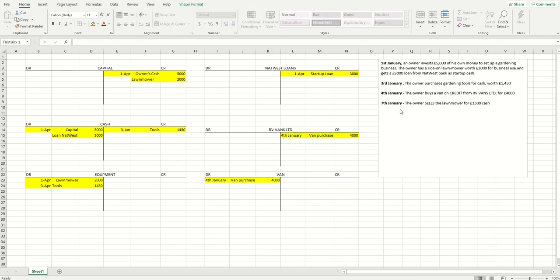And now on the 7th of January, the owner sells the lawnmower for £1,500 cash. So the business is losing the lawnmower from the equipment ledger, so that must be recorded as a credit for the appropriate amount of 1,500. 7th of January, we sell the mower for 1,500, but we receive in return cash for that sale of 1,500. So we record that in the cash ledger as a debit.